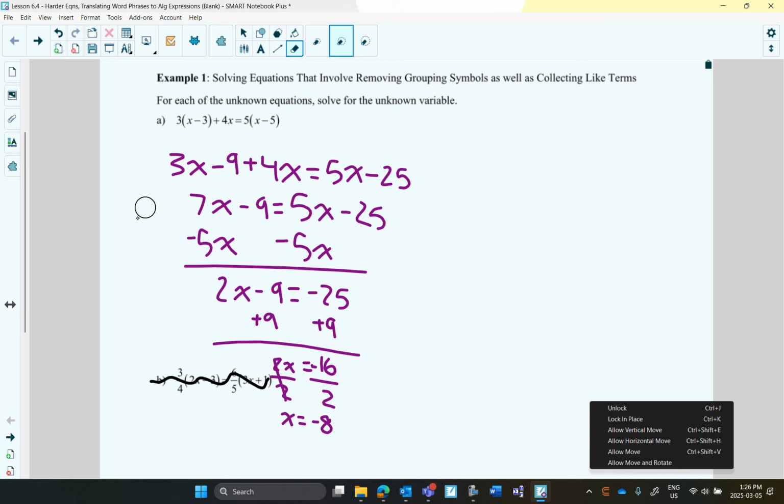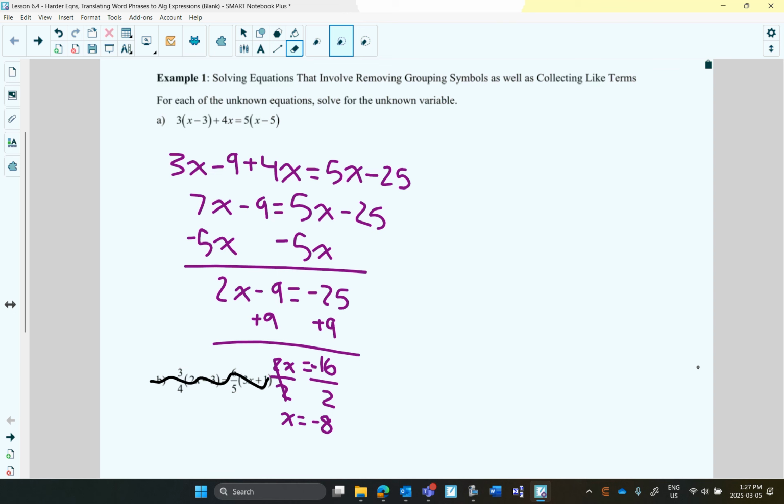But those are the steps, right? You want to simplify first. And remember, back in Unit 5, we talked about how to simplify. Get rid of parentheses, collect like terms. So she got rid of the parentheses first by multiplying through each one. Then she collected like terms on the left. Now she starts moving things. She brings the x's together by subtracting 5x here and here. And that leaves us with 2x minus 9 equals negative 25. And then now it's a two-step equation. Add 9, divide by 2 and we get x equals -8. Perfect.